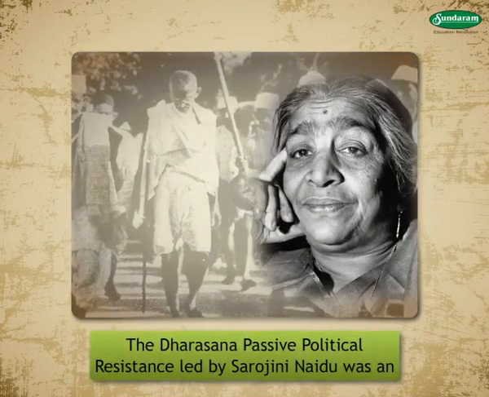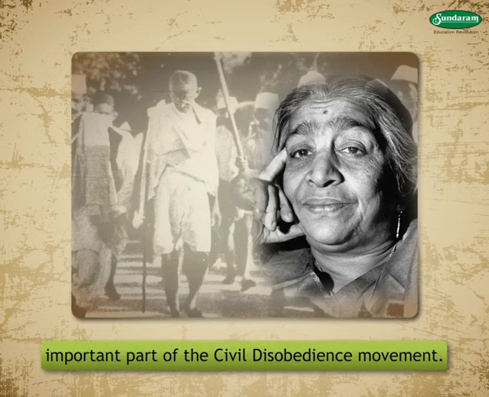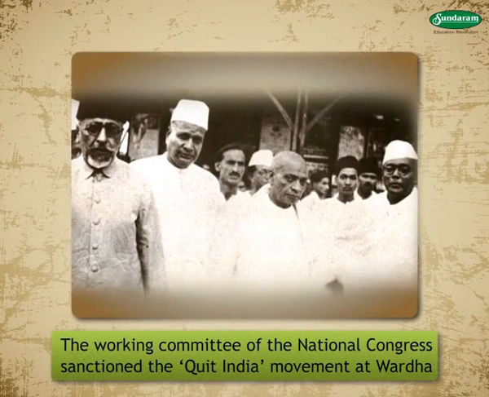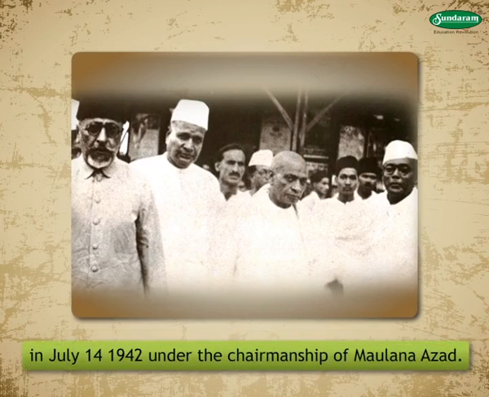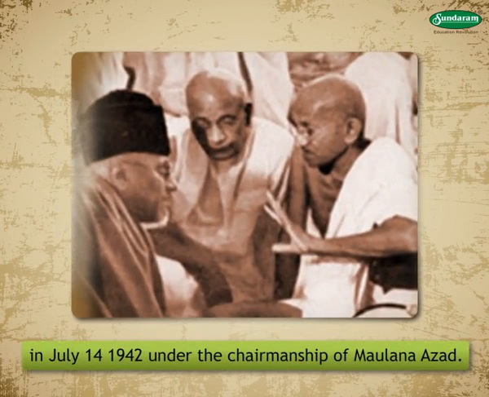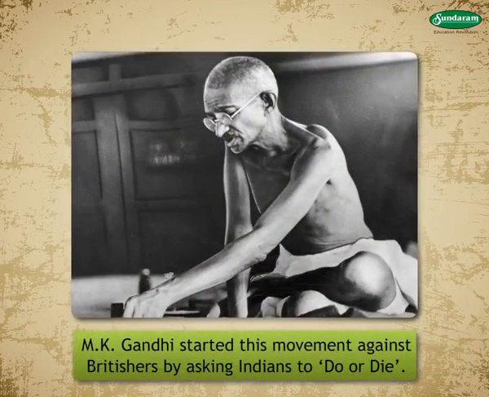The Dharasana passive political resistance led by Sarojini Naidu was an important part of the civil disobedience movement. Quit India movement. The Working Committee of the National Congress sanctioned the Quit India movement at Wardha on July 14, 1942 under the chairmanship of Maulana Azad. M.K. Gandhi started this movement against Britishers by asking Indians to do or die.